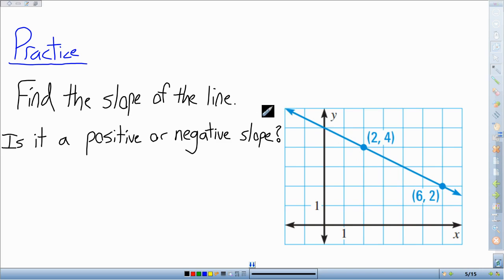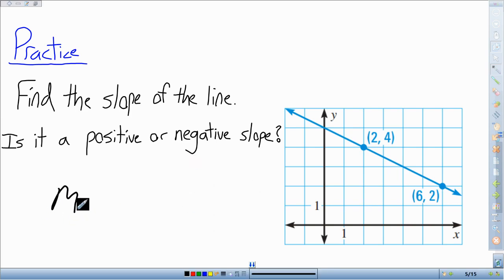Take a look at this graph. Is this going to be a positive number or a negative number? What do you think? Hopefully you're thinking negative, right? It's going down from left to right. We should expect a negative slope. Go ahead and find the slope of this line, and then we'll see if we actually get a negative number. Try it out.